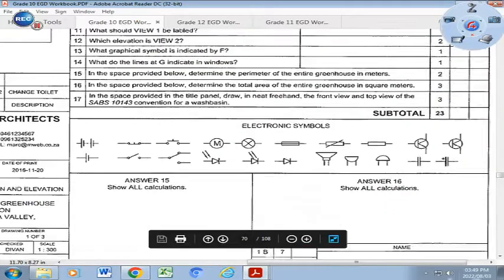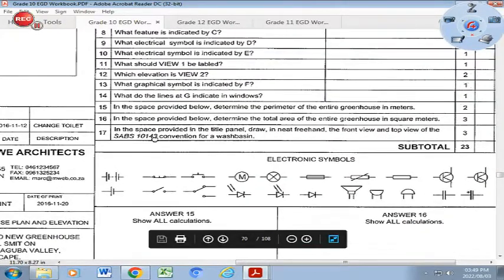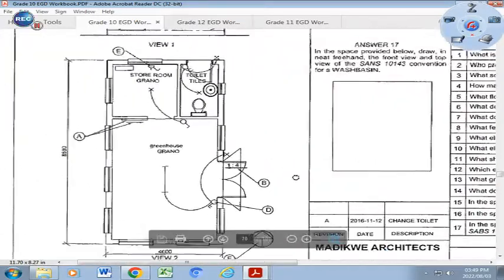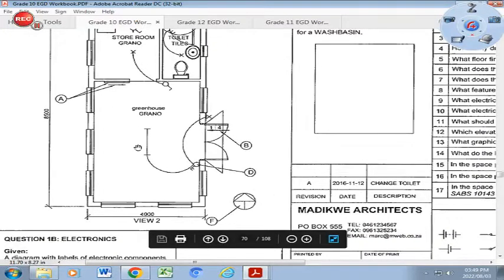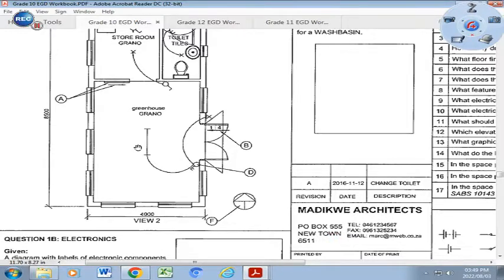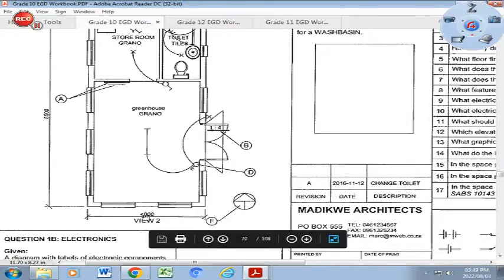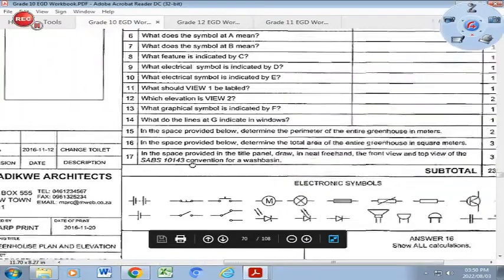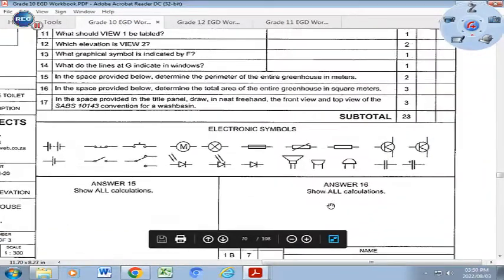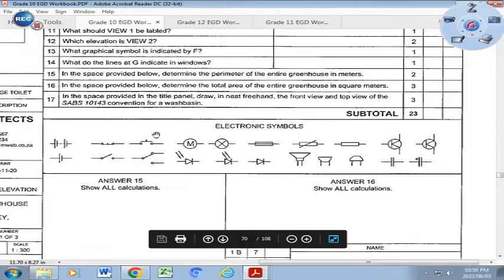And then number 16, in the space provided here for number 16, you need to determine the total area of the entire greenhouse. So the entire area of everything here. That means that the formula for area is length times breadth. So you're going to take 8.5, which is the length, and you times it by 4. And the answer to that is 34 meters square, if you take 8.5 times 4. So that is the value you're going to write in there, here at the bottom in your calculation. And you need to show all the calculation.